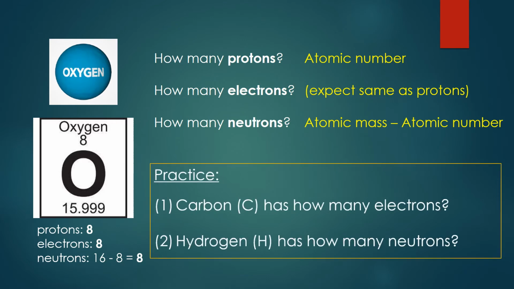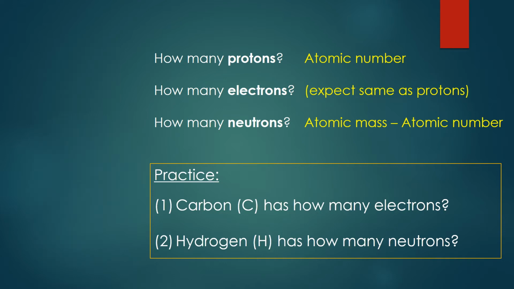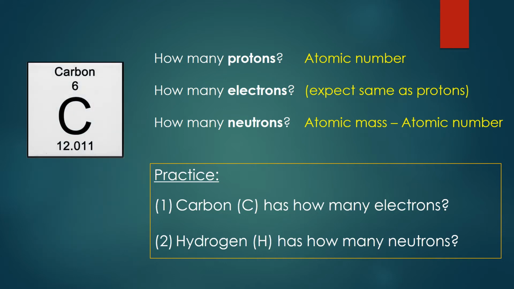How many electrons does a carbon atom have? 6. 6 because the number of electrons is equal to the number of protons, and since the atomic number of carbon is 6, well, that's the number of protons, then that must be how many electrons as well.